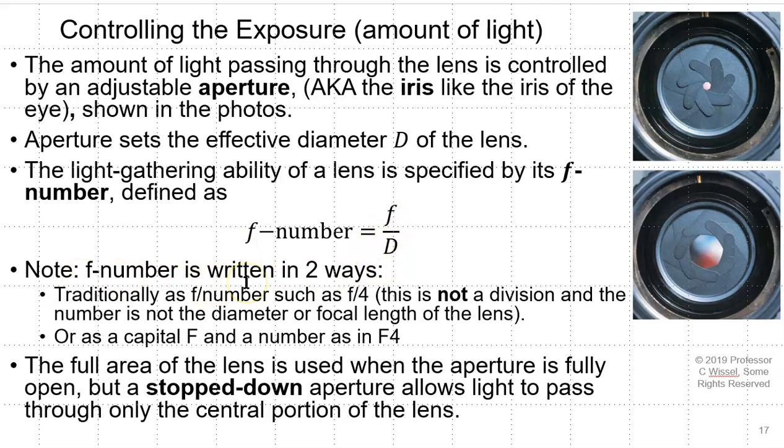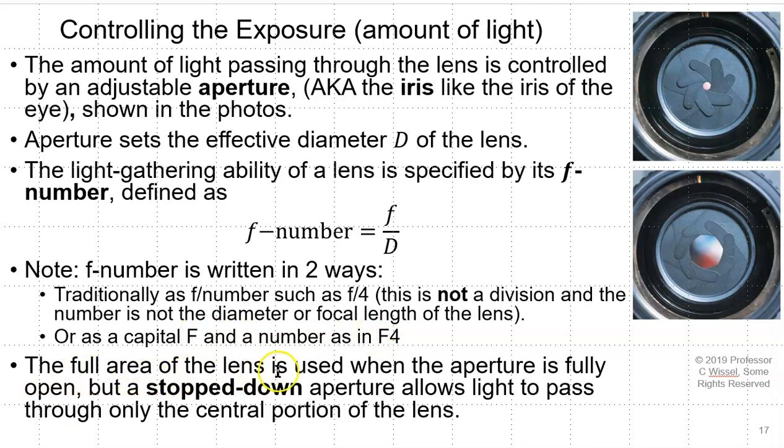Notice that the f number is written in 2 ways. Traditionally as f/number, such as f/4, is otherwise known as just f4. This is not a division, and the number is not the diameter or focal length of the lens. It's related to it, but it's not the diameter or focal length of the lens. Or the newer version of this is written as capital F4, but they both just say F4.